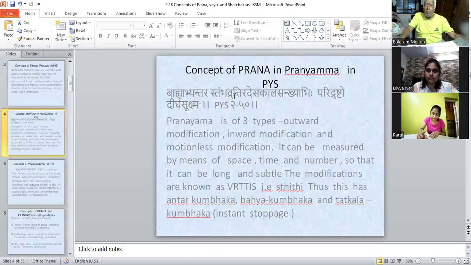Bahya Abhyantara Stambha Vrittih Desha Kala Sankhyabhih Paridrishto Dirgha Sukshmah. Pranayama is of three types: outward modification, inward modification, motionless modification. It can be measured by means of space, time, and number so that it can be long and subtle. The modifications are known as Vrittis, that is Sthiti. Thus, these are Antar Kumbhaka, Bahya Kumbhaka, and Tatkala Kumbhaka, instant. Only Kumbhaka.